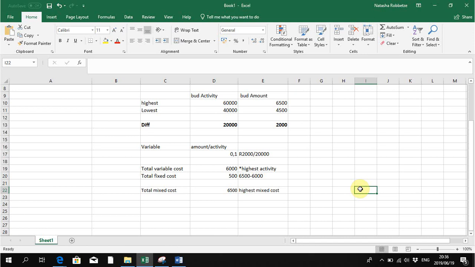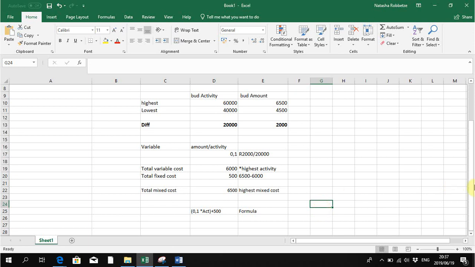So how do I formulate? The next step is that I need to make a formula that I can go and apply in my calculation for the performance report. And the formula will then simply be 0.1, your variable cost that you calculated per activity. So it's going to be that 10 cents times your activity. And you're going to add to that your fixed cost of 500 Rand. So this is your formula for the mixed cost in calculating your electricity.